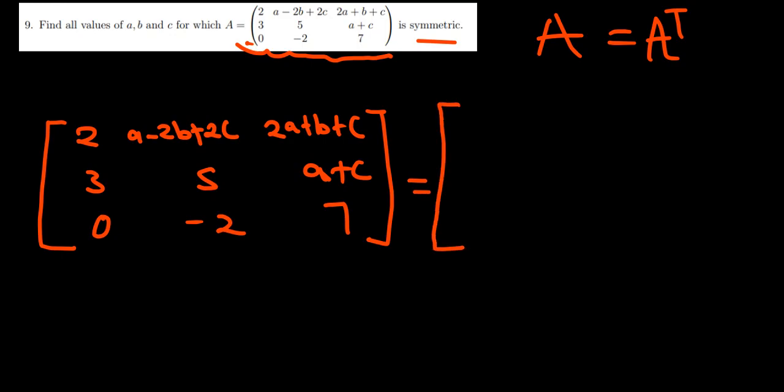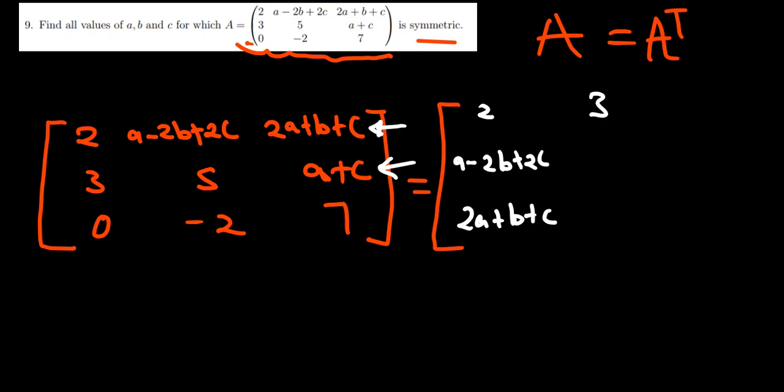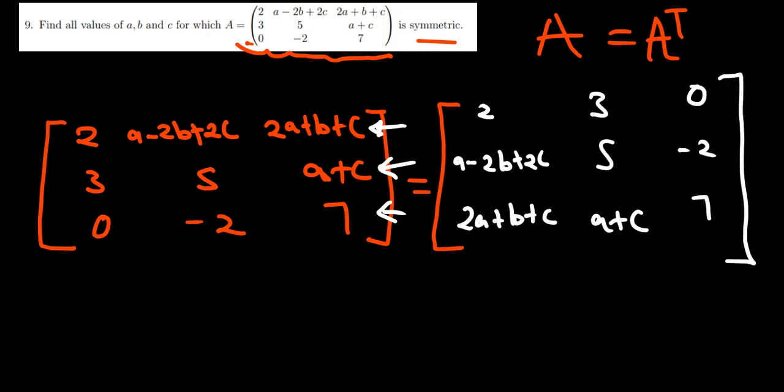The transpose means we are shifting the rows to the columns. This is the first row, it becomes a column here, so it will be 2, and then I have A minus 2B plus 2C, and then 2A plus B plus C. Then my second row becomes a column here, so you have 3, 5A plus C. My third row becomes a column here, you have 0, minus 2, 7. From this, now we can equate some of these things.